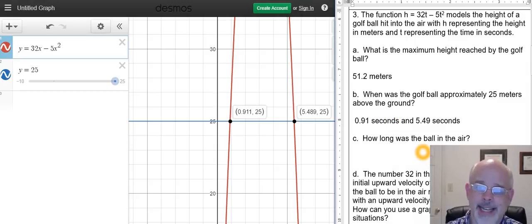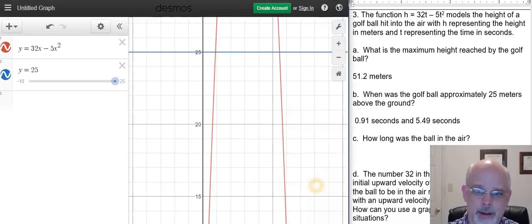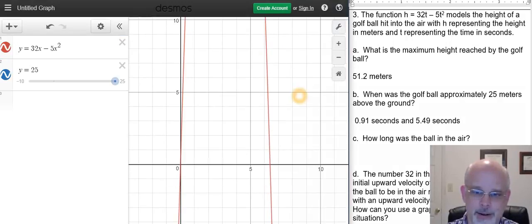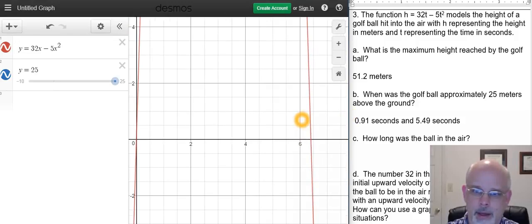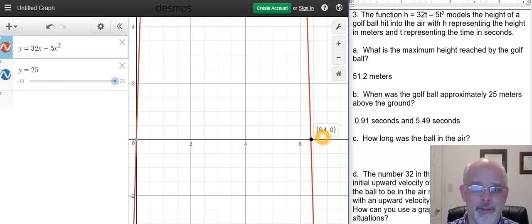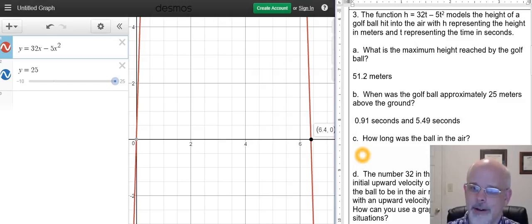Okay, question C says, how long was the ball in the air? So I'm going to come down to where it hits the ground, which is here. And I'm just going to hold the mouse over that point as close as I can get to it and click. And it gives me the coordinates, 6.4 and 0, which means that after 6.4 seconds, the height is 0, which means that it was on the ground. So it hit the ground at 6.4 seconds. If I were doing this algebraically, I would have plugged in 0 for h and then used the quadratic formula.